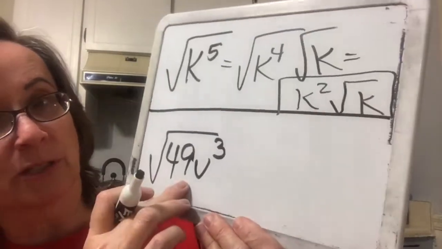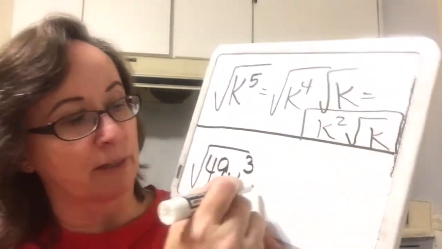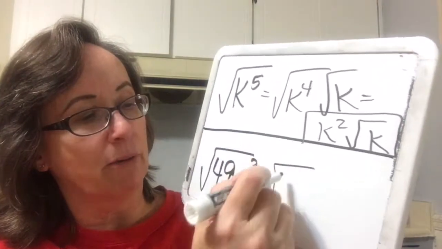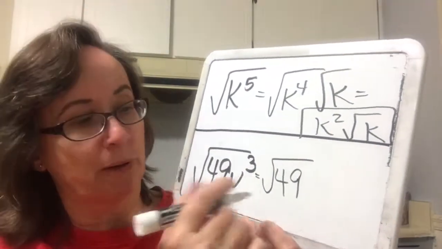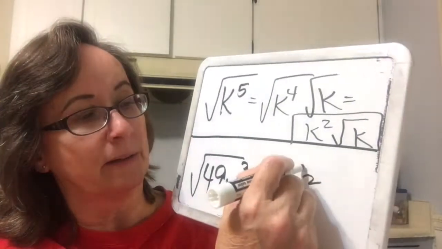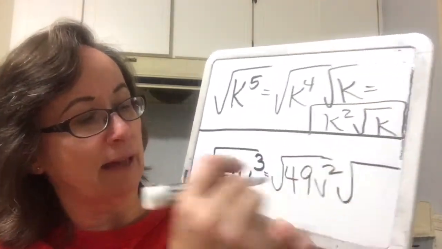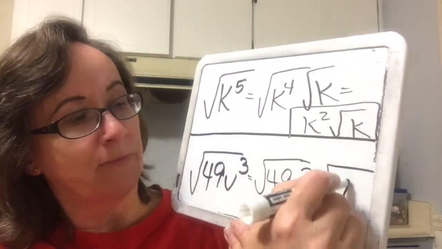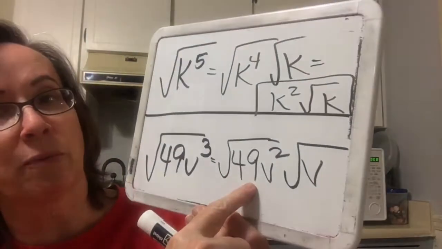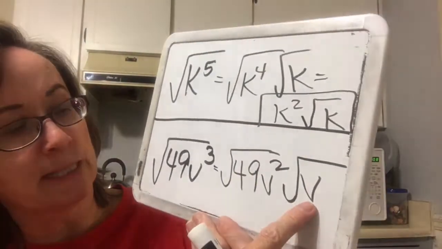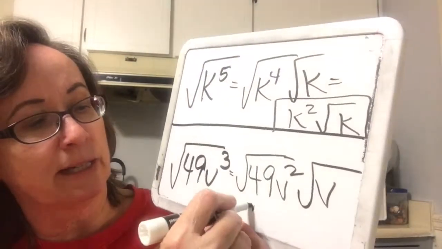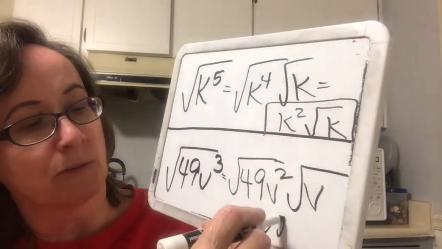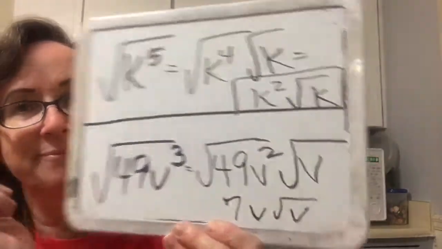Now, the number is good. The variable needs a little work. So this is going to be square root of 49. And v squared is perfect, so I'm going to put v squared here. And then I'm going to tack on the leftover v. Okay, so this is a perfect square now. And this is what's left over that will make these multiply to this. So the answer is 7v square root v.